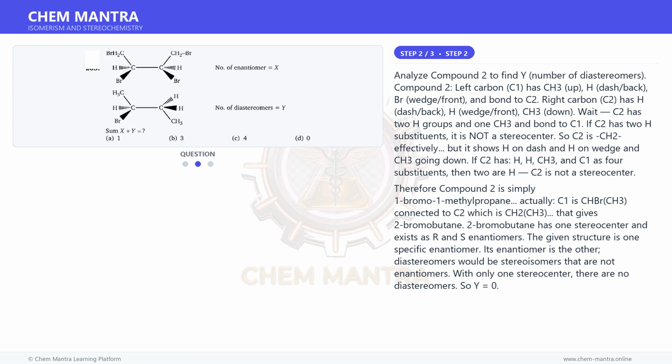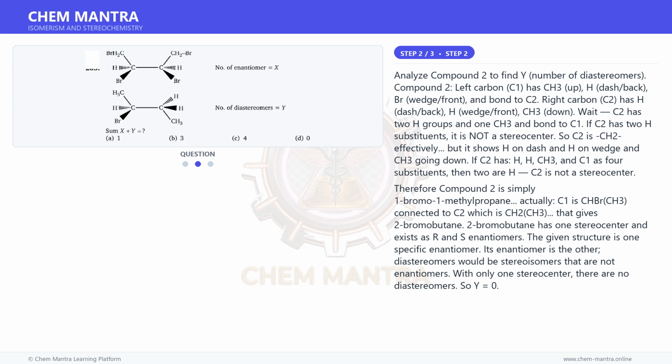Therefore compound 2 is simply 1-bromo-1-methylpropane. Actually, C1 is CHBr, CH3, connected to C2 which is CH2, CH3. That gives 2-bromobutane. 2-bromobutane has one stereocenter and exists as R and S enantiomers. The given structure is one specific enantiomer. Its enantiomer is the other.